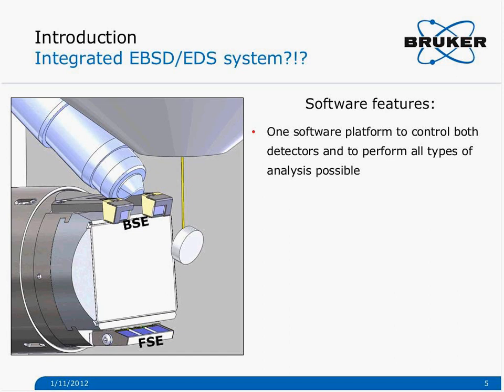thing an integrated system will have to have is a software platform that controls both detectors, the EBSD detector and the EDS detector. Here on the left-hand side of the slide you have the EDS detector and the phosphor screen of the EBSD detector. And of course, this software platform will have to be able to perform all types of analysis possible, either standalone with one of the two techniques or with the two techniques combined.